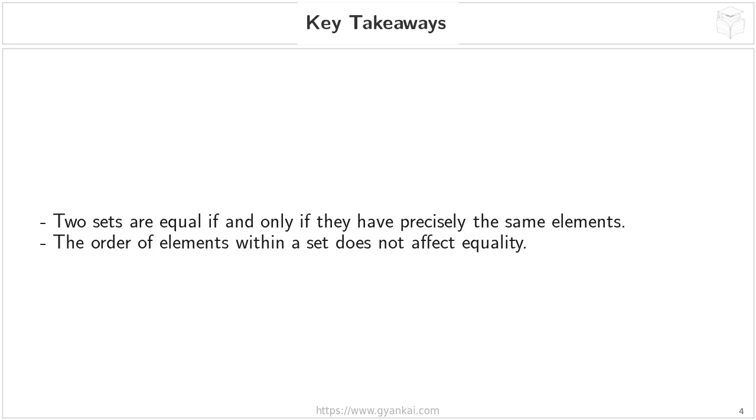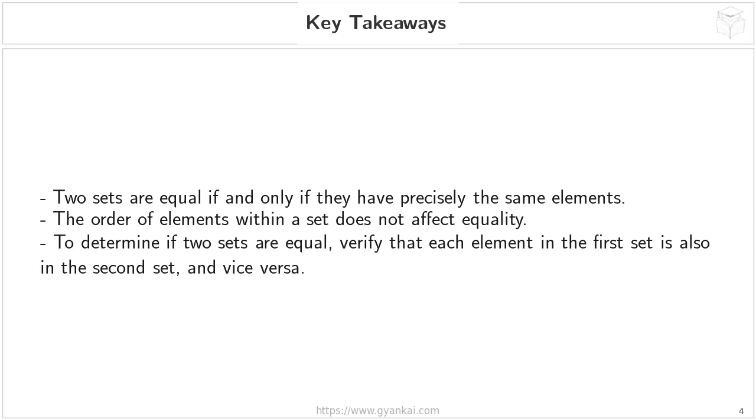Secondly, and this is a really important point we touched on with our examples, the order of elements within a set does not affect equality. Remember in the previous slides, we had sets like A equals 1, 2, 3, and B equals 3, 1, 2. We confirmed those were equal, even though the numbers were listed in a different sequence. Sets are unordered collections, so rearranging the elements doesn't change the set itself.